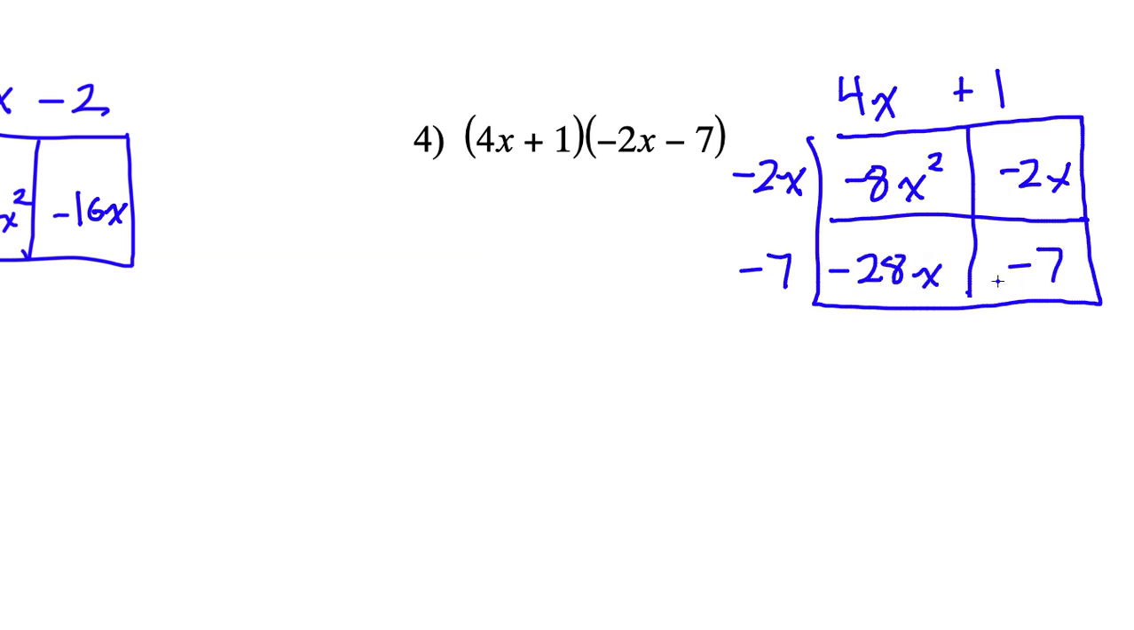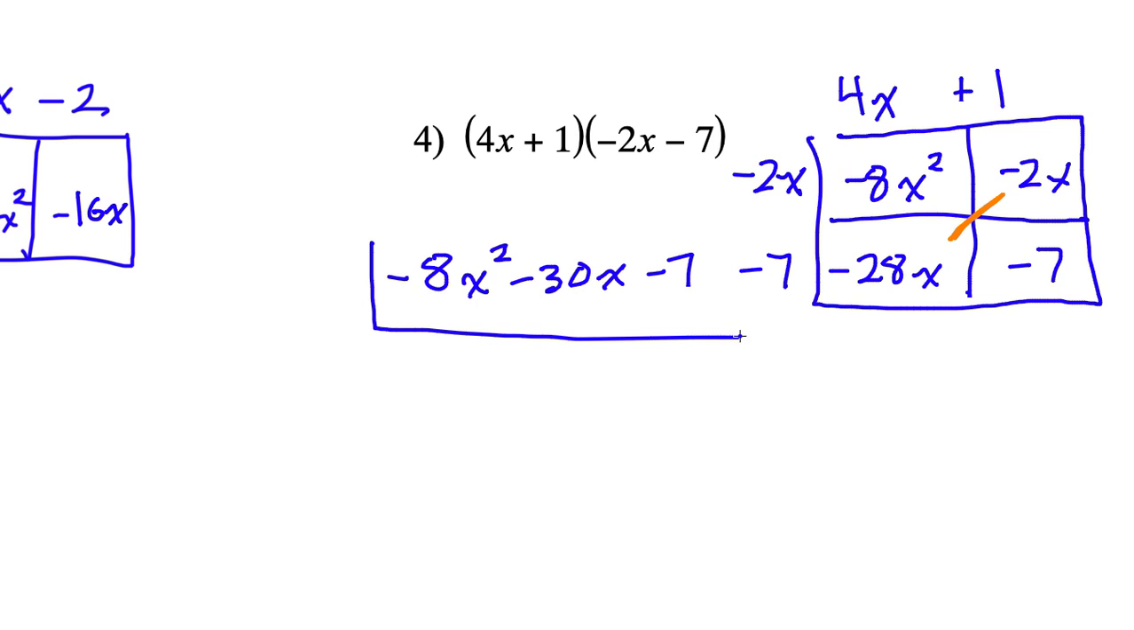Usually, if you've set up your general rectangle or your area model correctly, these diagonals should be like terms, more often than not. They will be on the final. I just have to write out my final answer. Negative 8x squared minus 30x minus 7. Done. Box it.